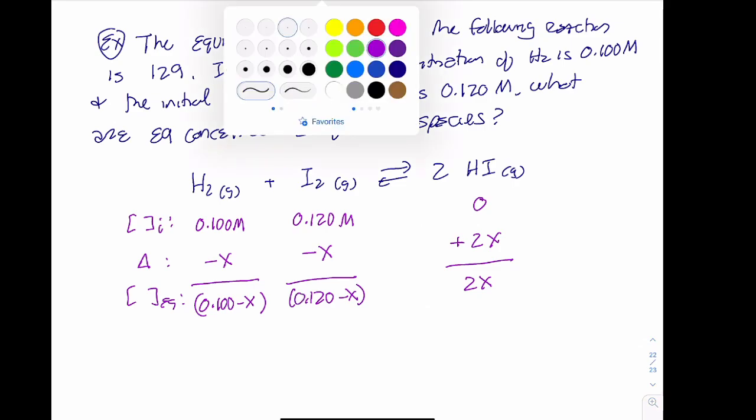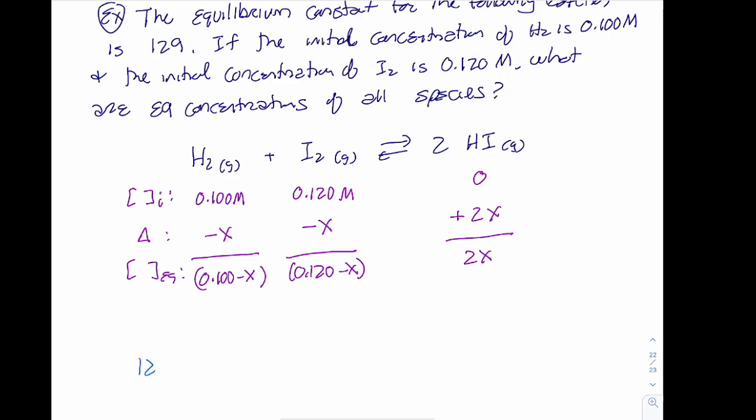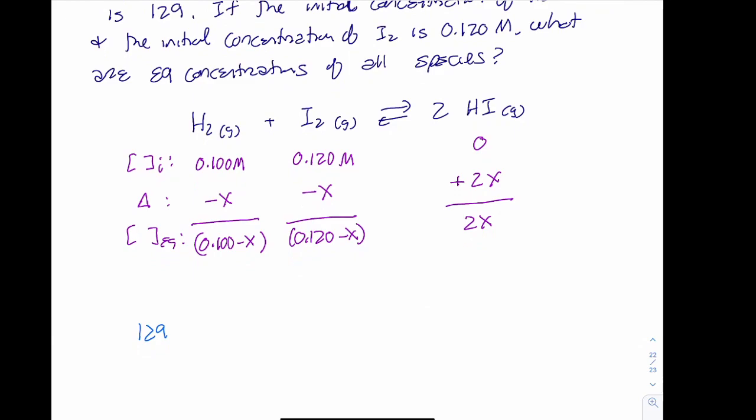I'm going to set up and then plug those into my equilibrium constant expression. My equilibrium constant is 129, so it's not less than 10 to the negative third, so we can't use that assumption this time that it's small, because it's not. So I do need to square the concentration of hydrogen iodide because I have 2 moles of it. And then both of these are raised to the first power. And then I'm just going to go ahead and plug everything in.